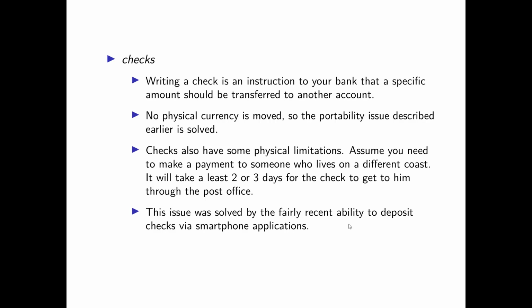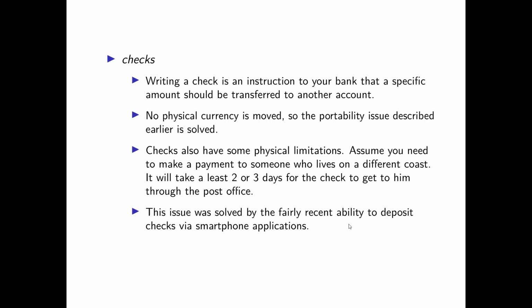Writing a check is actually an instruction that you give to your bank that a specific amount should be transferred to another account. This is what writing a check means. So no physical currency is moved, and the portability issue here is solved. But we still have some problems. We have some physical limitations.